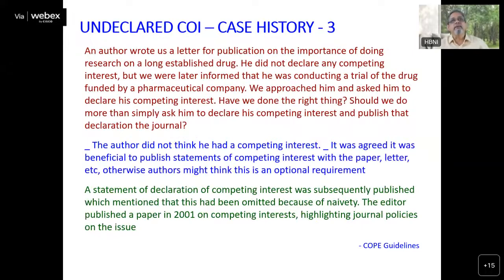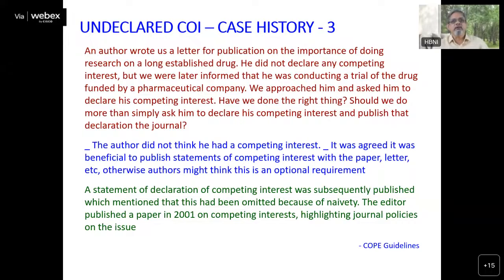Another case history is that there was an author who wrote a letter for publication on the importance of doing research on a long-established drug. He declared that there was no competing interest. But then they came to know that he was actually conducting a trial of that same drug, which was funded by a pharmaceutical company. So the editors approached him and asked him to declare his competing interest. Was this the right process, or should anything more be done apart from this?